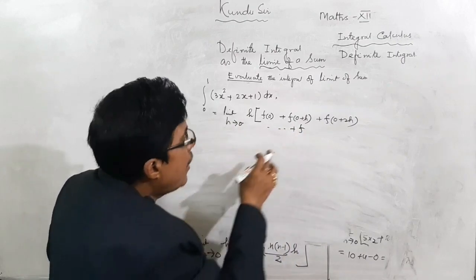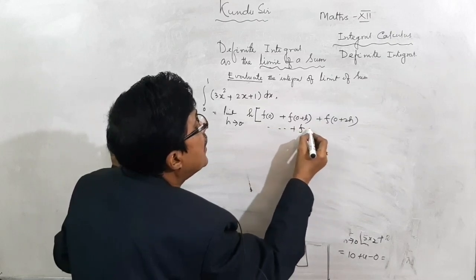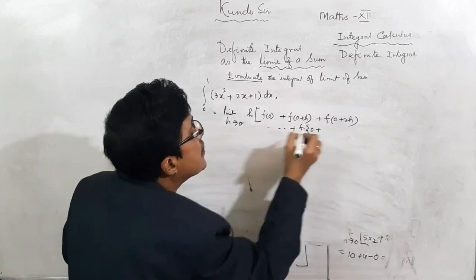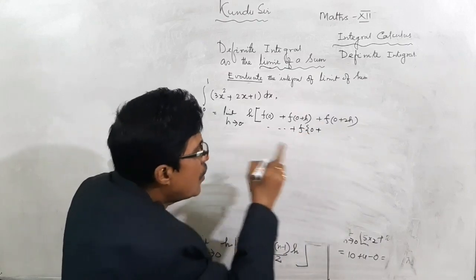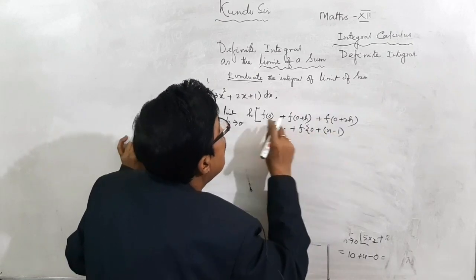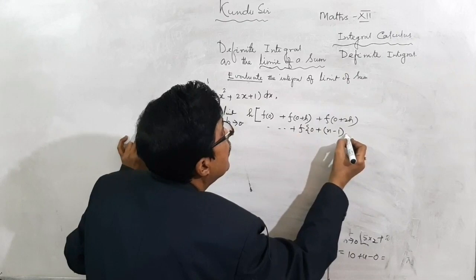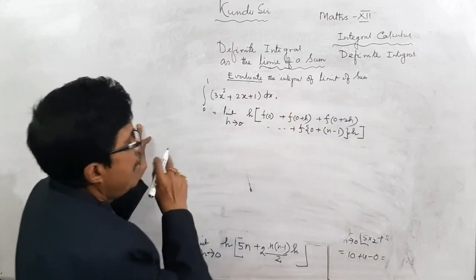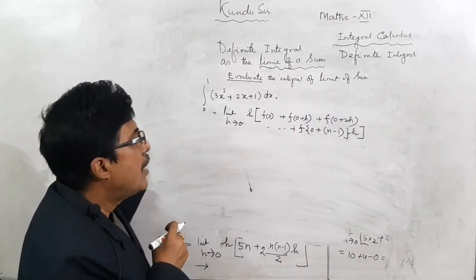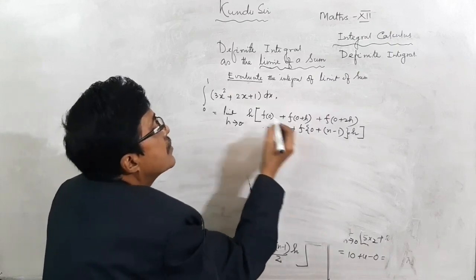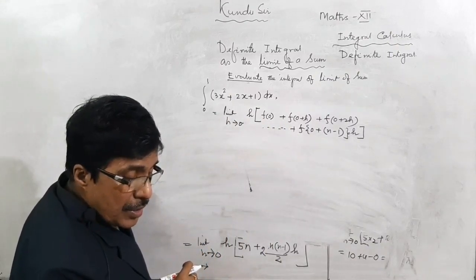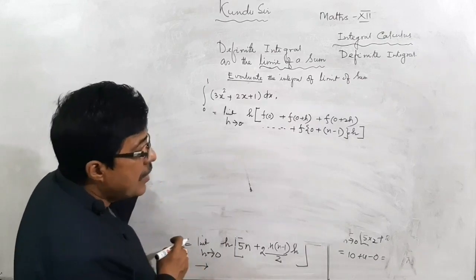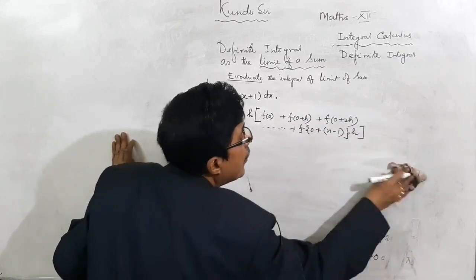Then f(0), f(h), f(2h), and so on up to f(0 plus (n minus 1) into h). This is equal to, and here I am going to write some terms.